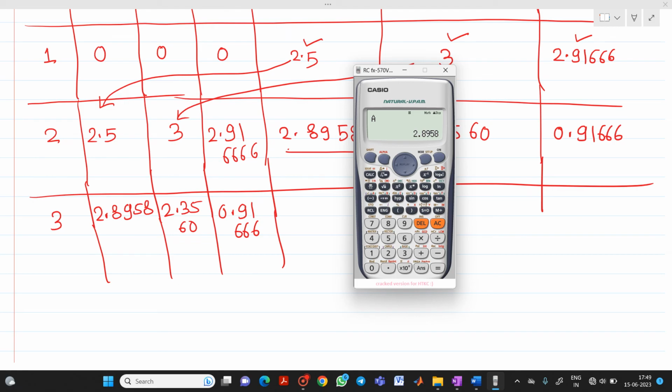So what is the answer? After putting these values in the calculator, what is the value of D? If you press equal to, you will get D as 3.1543. Then E will be 2.03031 and F will be 0.8797.